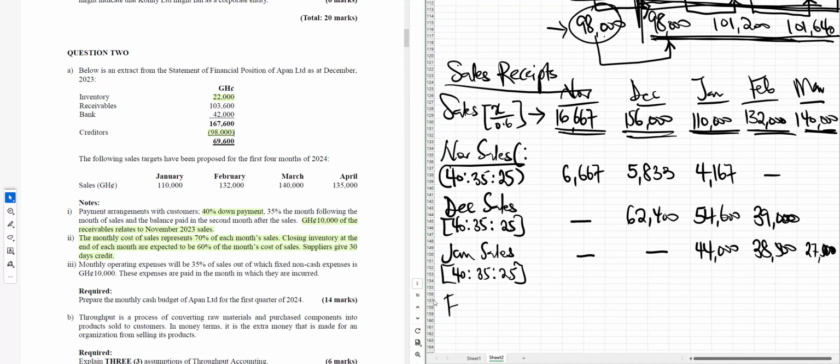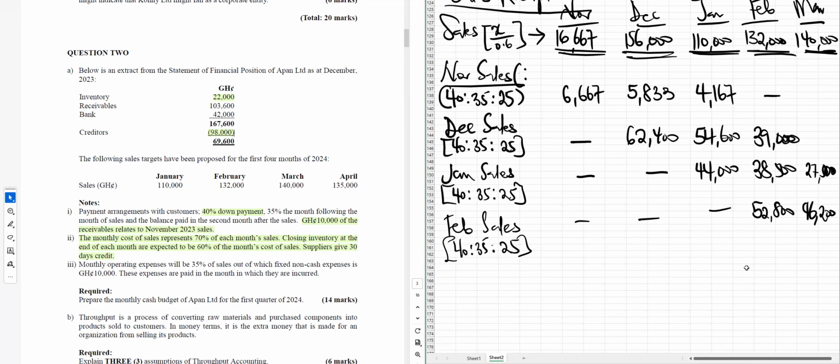And you come to February. February is still the same: 40, 35, 25. So 40% of February, 132,000, that's 52,800. Then the 35% remaining will end up in March. That's 46,200, right? Okay. Then March.